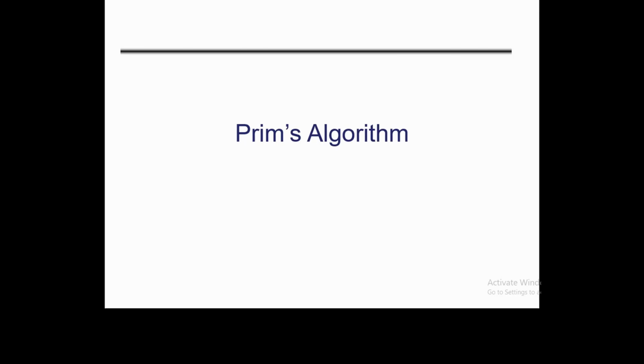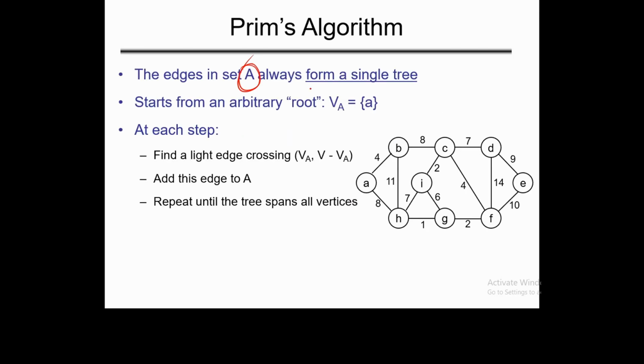This is Prim's algorithm. For finding the MST using Prim's algorithm, we'll start from an arbitrary root. Let's suppose the arbitrary root is A. Basically, it is a set of vertices, the set A. So this is the starting node here.